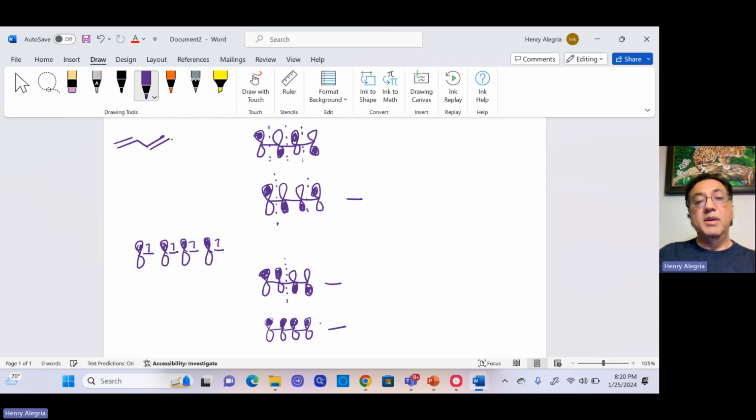3 nodes. So we go from having 0 nodes in the lowest one, one node in the next higher one, 2 nodes here, and 3 nodes there. So we're going in increasing energy. And the higher energy you get, the less stable this is. So I have 4 electrons, so I have to place them 1, 2, 3, and 4. And the reason why this conjugated system is very stable is that we get this particular arrangement that allows the 4 electrons now not to be localized, but to be delocalized.